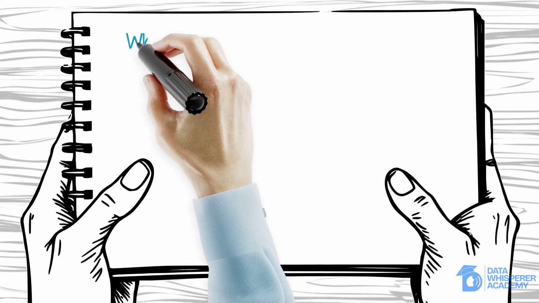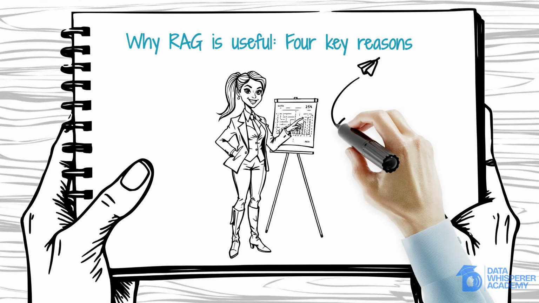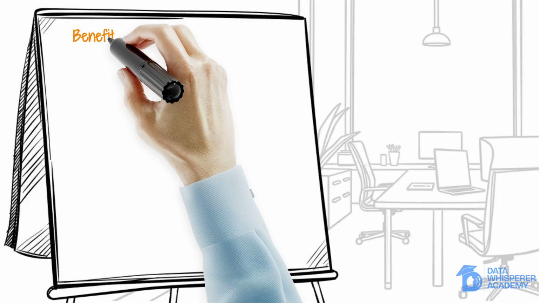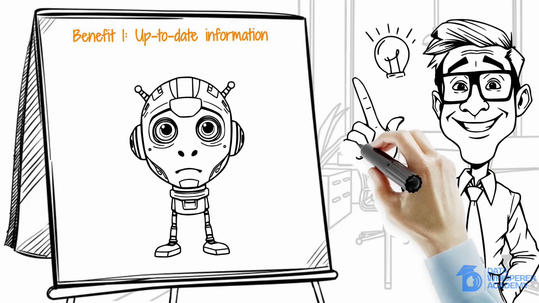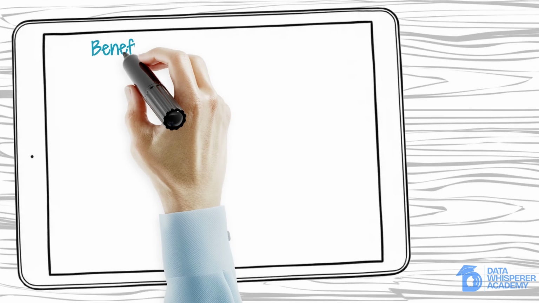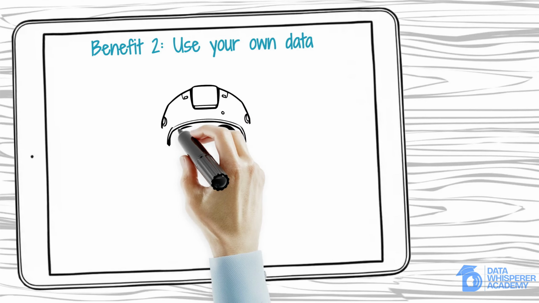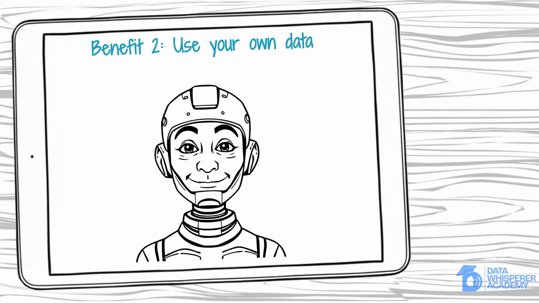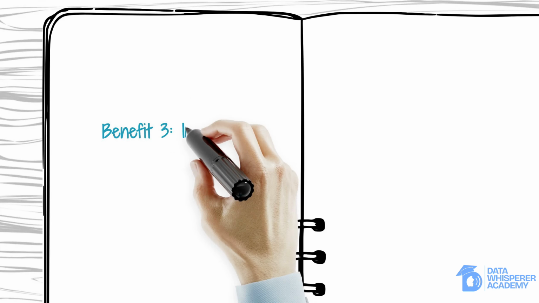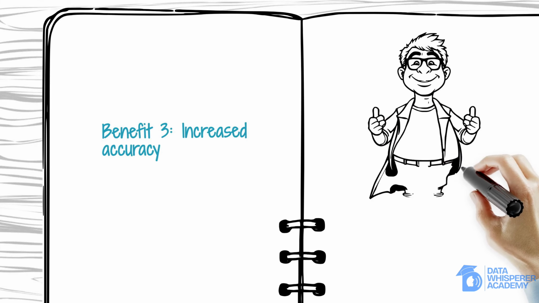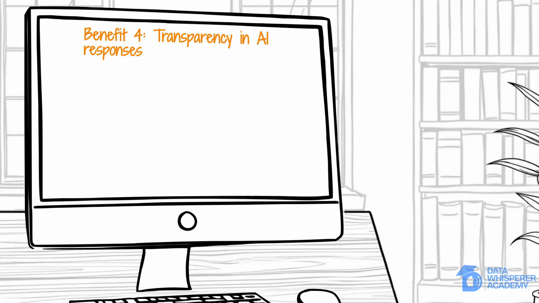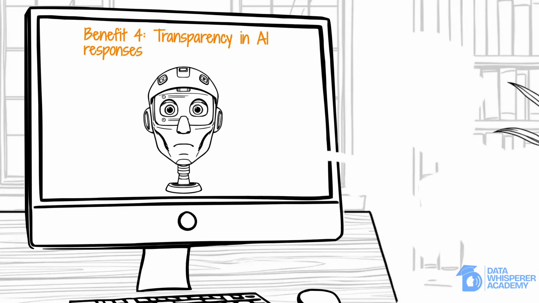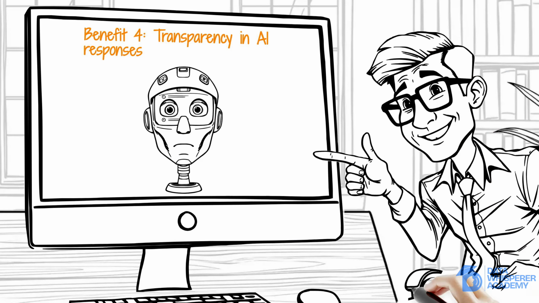So why is RAG so useful? Let me give you 4 big reasons. First, it gives you up-to-date information. You're not limited to what the AI learned months ago during training. Second, you can use your own data. Your personal files, company documents, whatever specific information you have. Third, it's more accurate. The AI is quoting from actual sources instead of just guessing from memory. And fourth, it's transparent. You can often see exactly which documents the AI used to answer your question.